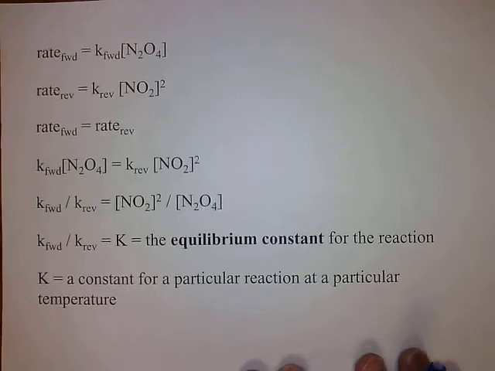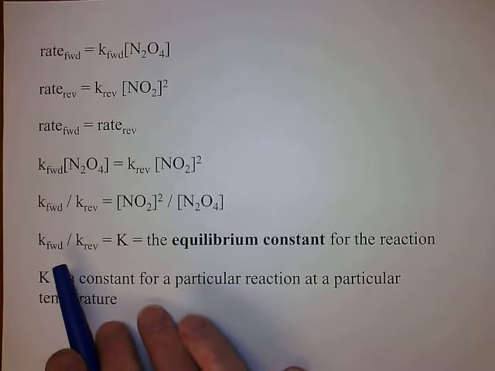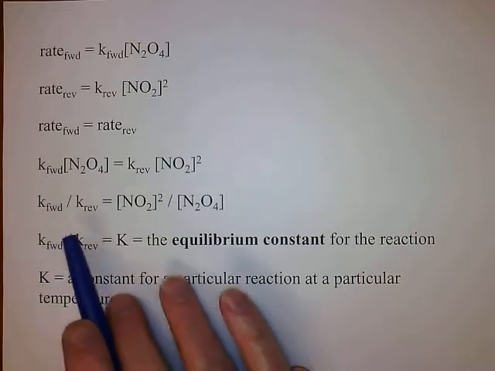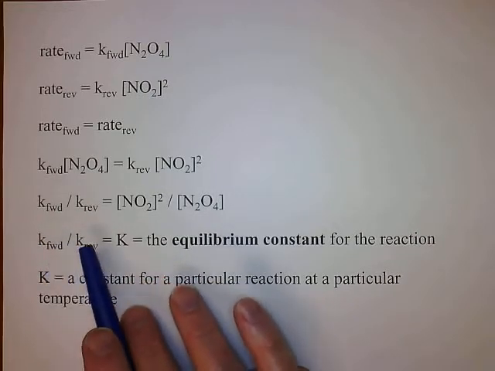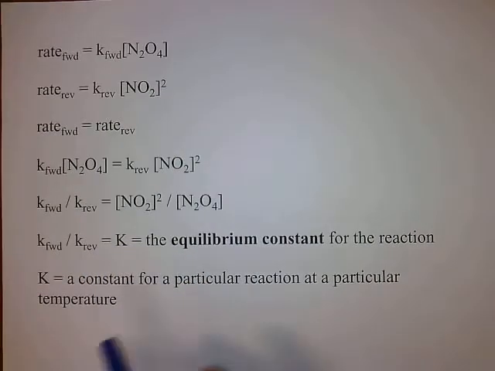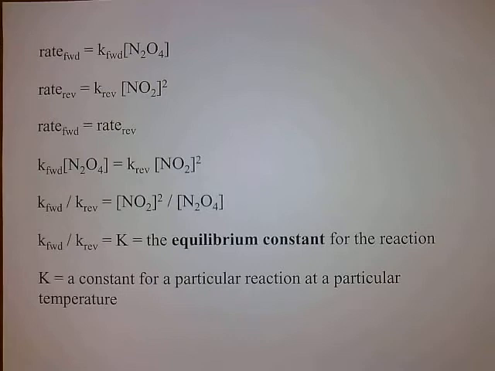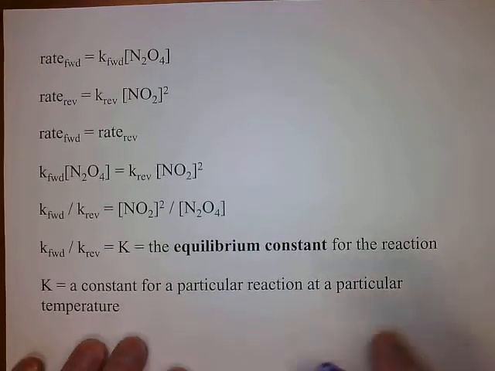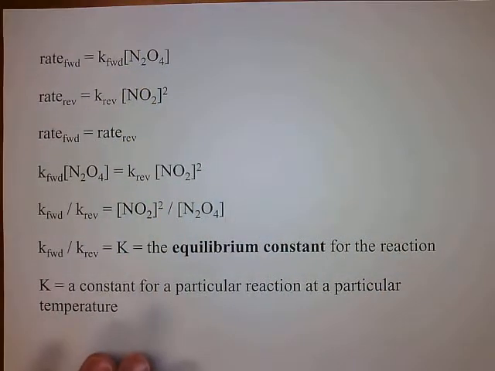Okay, and then the ratio of the rate constant for the forward reaction divided by that of the reverse is K. We call that the equilibrium constant for the reaction. And this is a constant for a particular reaction at a particular temperature. Okay, it is temperature dependent, because when you change the temperature, you're going to change the rates, and therefore the equilibrium constant will be different.